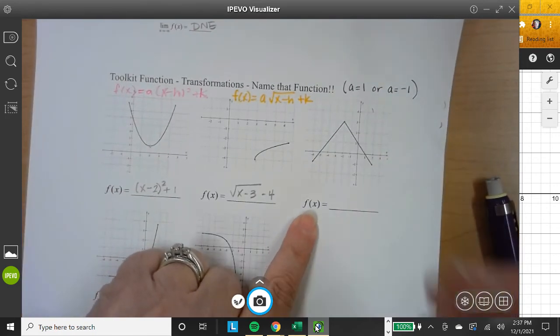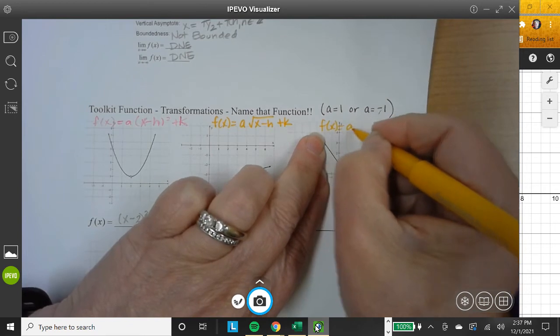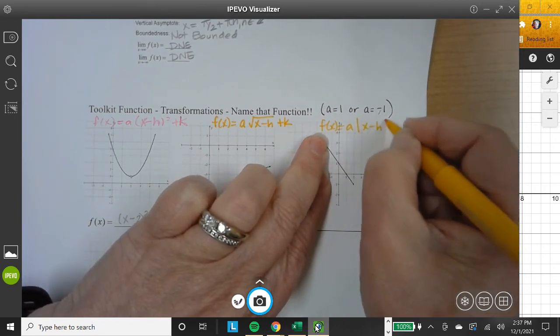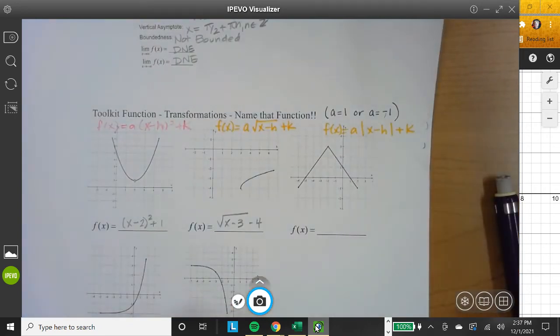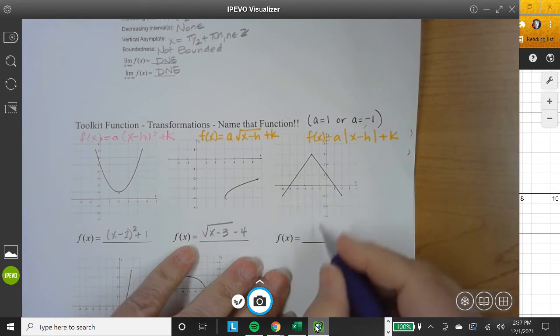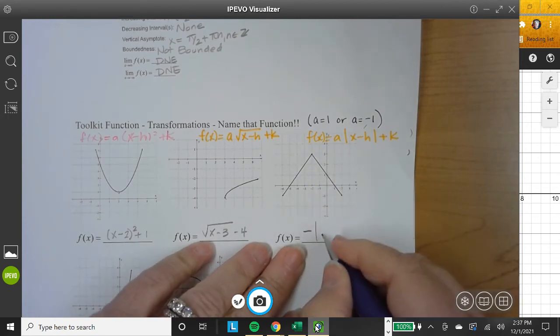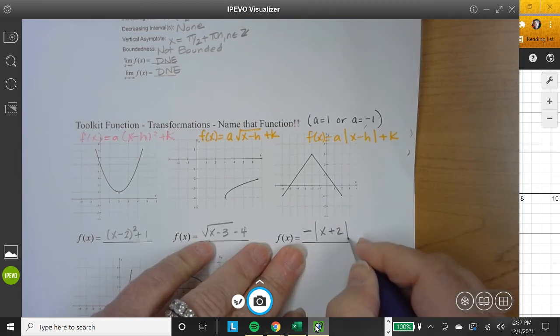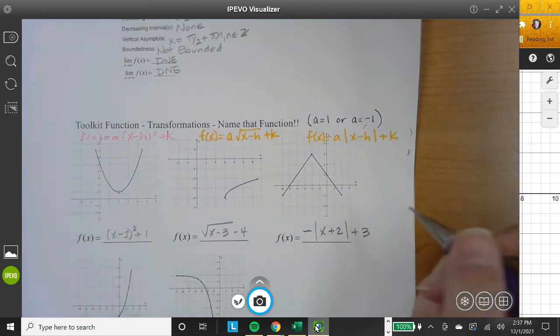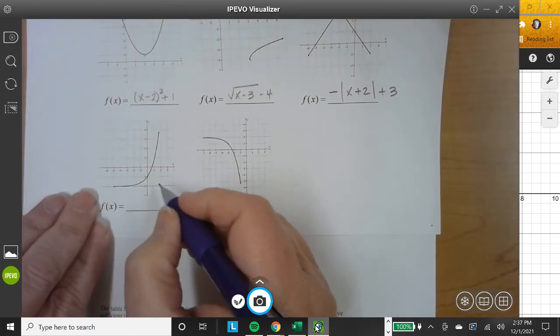This is the absolute value function. Its generic form is f of x equals a times the absolute value of x minus h plus k. This one is shifted to the left by 2 and up 3. So this is going to be a negative absolute value because it's upside down. X plus 2, up plus 3. Okay, this one is the e to the x function, or 2 to the x.